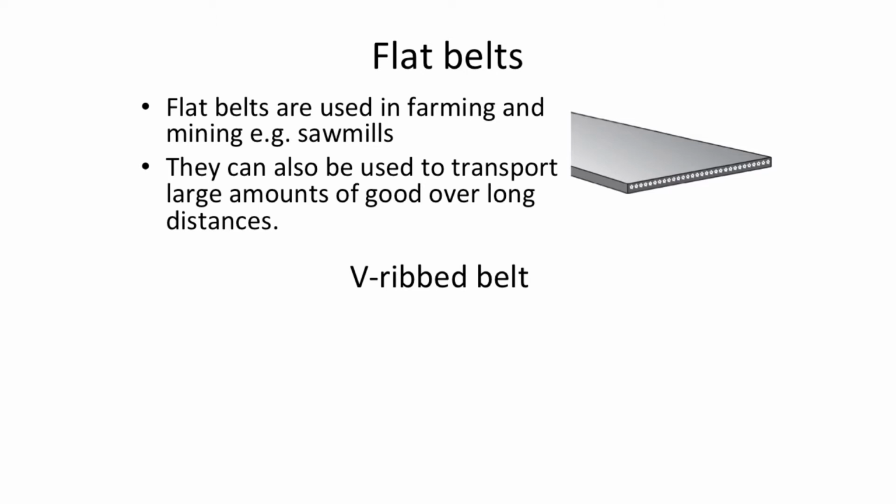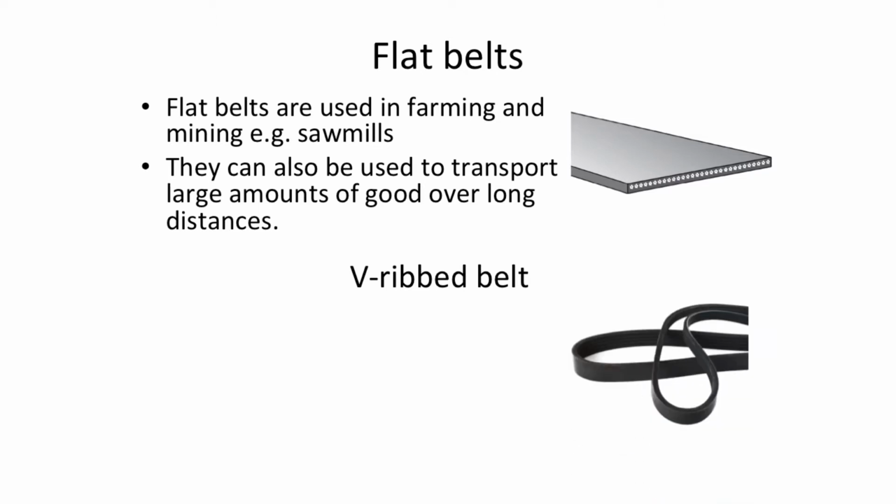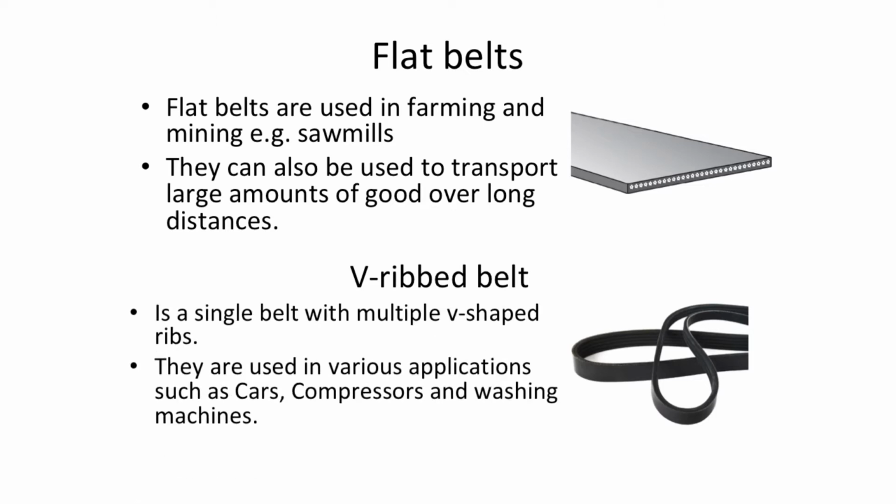We're also going to discuss the V-ribbed belt. As we can see in the picture of a V-ribbed belt, it is a single belt with multiple V ribs. We also say that they are used in various applications such as cars, compressors, and washing machines. Meaning that even if washing machines use electricity, they still have the component of a belt.